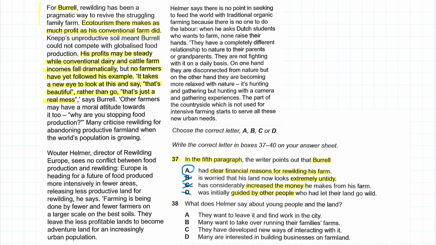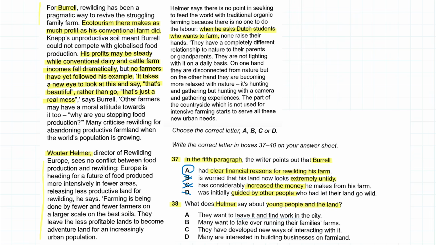What about question 38 and Helmer? So we're looking for what he says about young people and the land, and we actually find his name right here, Hooter Helmer. But this paragraph is not about young people and the land. He actually mentions young people here when he asks Dutch students who wants to farm. So we continue reading and then we compare each option to our paragraph. So let's look at them one by one.